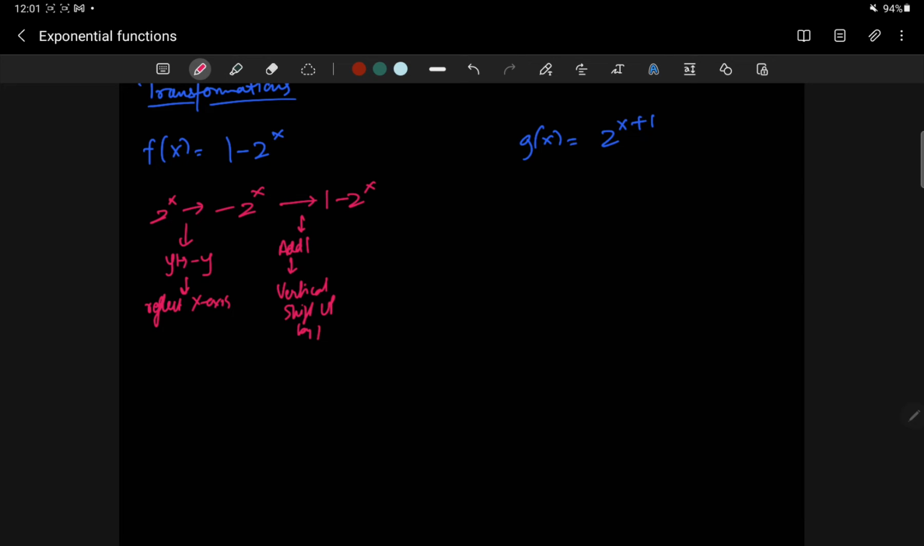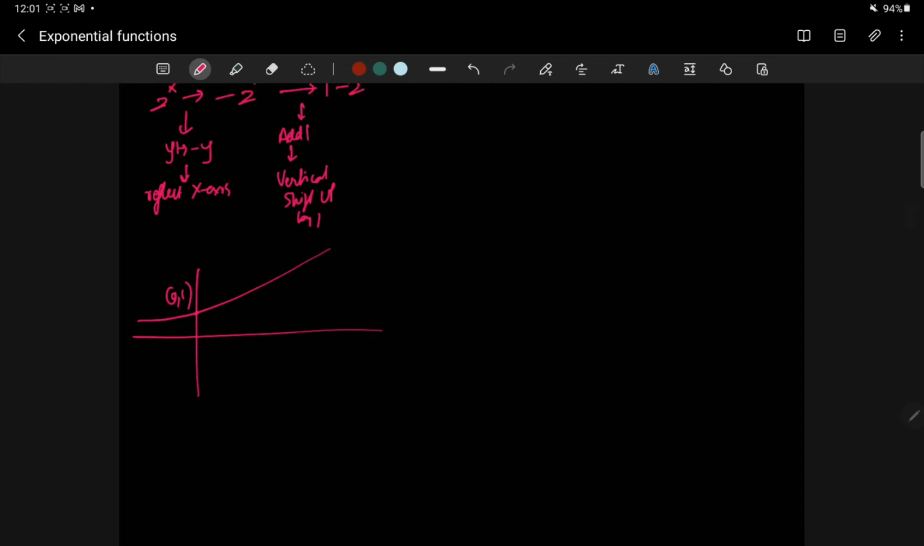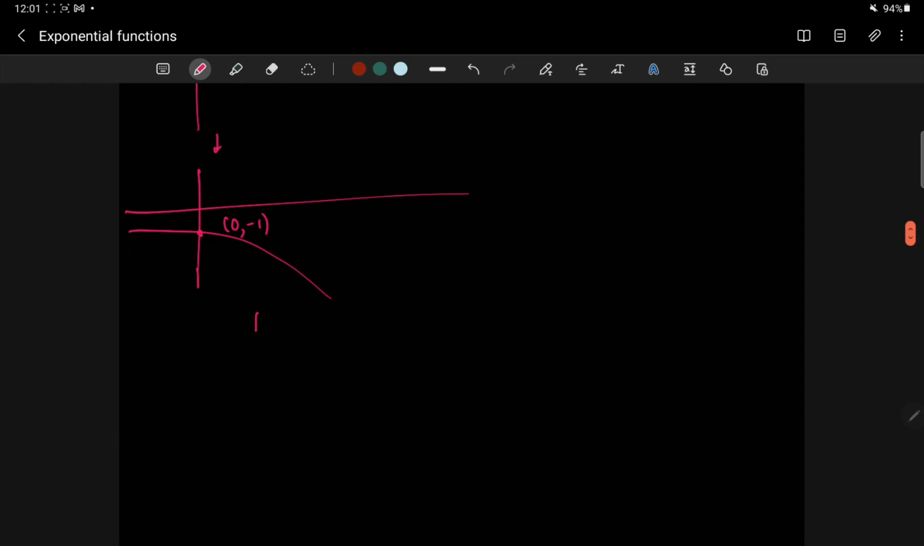by 1. So my base graph is that because 2 is more than 1, then I reflect it. So once I reflect it, it's going to look like that. So (0, 1) becomes (0, negative 1), and then I shift it up by 1 unit. If I shift this up by 1 unit, it's going to be exactly at the origin. So this would be (0, 0).